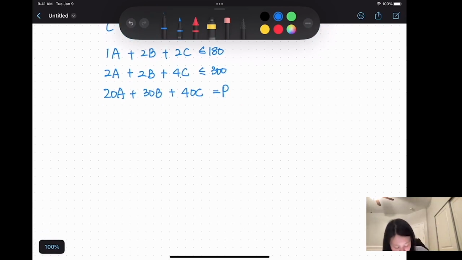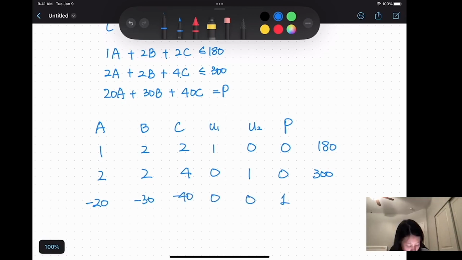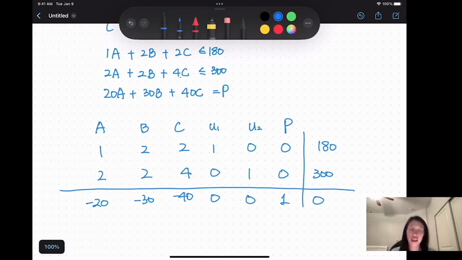Okay, so the tableau should be A, B, C, U1, U2, P. And then we have 1, 2, 2, 1, 0, 0, 180. For the second row, I have 2, 2, 4, 0, 1, 0, 300. The next one would be negative 20, negative 13, negative 40, 0, 0, 1, and 0. I'm going to skip how we're starting the initial tableau. I assume you already know how to start in this part.